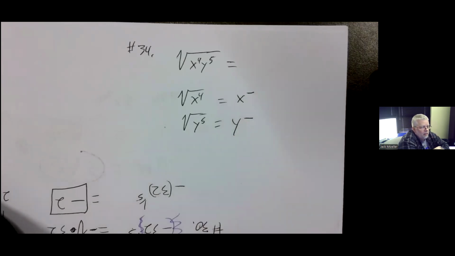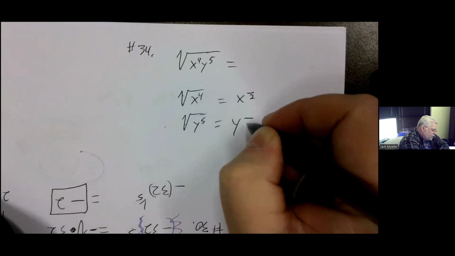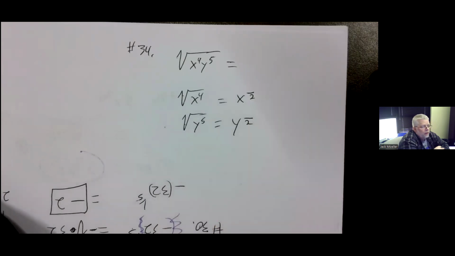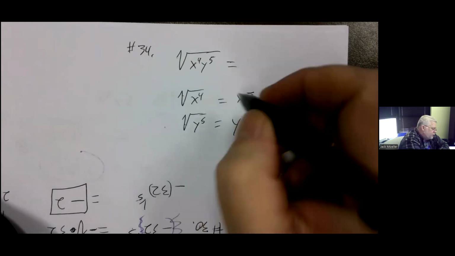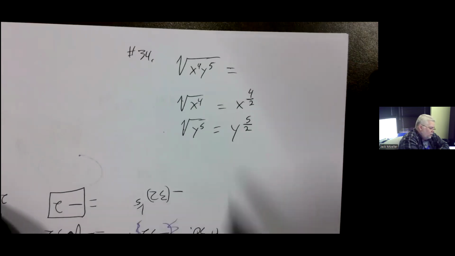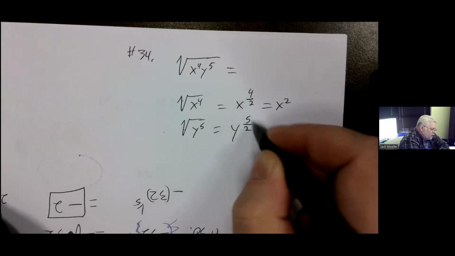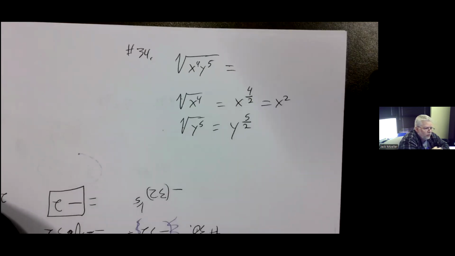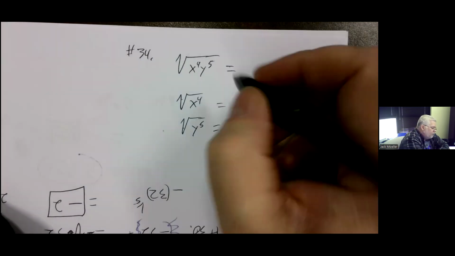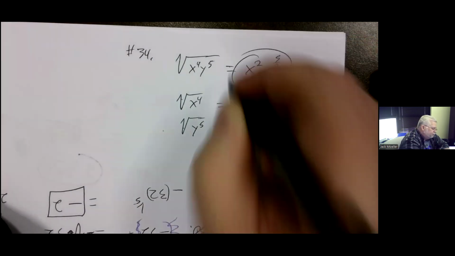So what is the denominator on both of these fractions? Well, they're both square roots, so they're both divided by 2. What is the numerator? Well, for x, it's going to be 4, y is going to be 5. Now, the x one we can simplify because 4 divided by 2 is 2. The y one doesn't simplify to a whole number, so we're going to leave it like that. The final answer would be x squared, y to the 5/2 power.